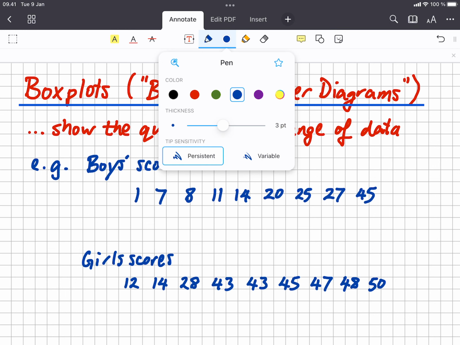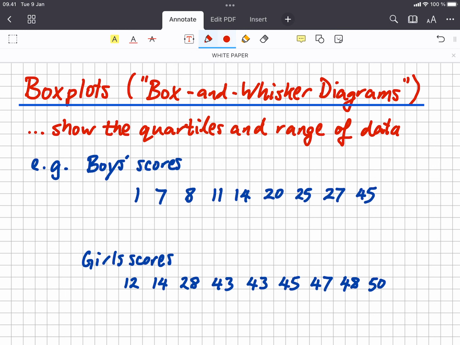So at the risk of being sexist here, I've already put the scores into order. So the lowest boys' score is 1, and the highest boys' score is 45. The middle value is 14, so that's the median.